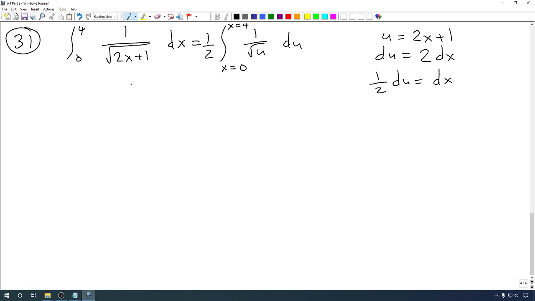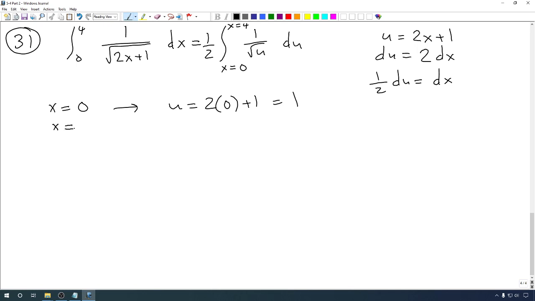Basically, what is u when x equals 0? If x equals 0, what does u equal? Well, we have a formula for u in terms of x. We can just plug in x equals 0 and see what our value of u is. So we take 2 times 0 plus 1, which is just a 1. When x is 0, u is equal to 1.